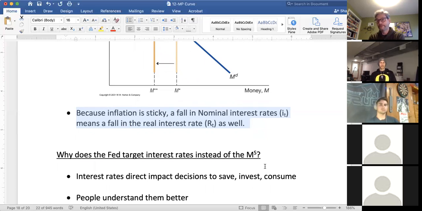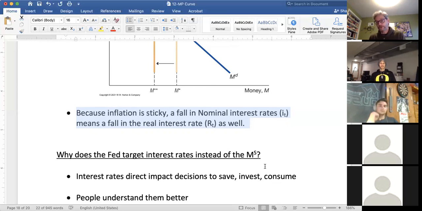And quite honestly, most people understand interest rates better than they understand the money supply, right? The money supply is kind of an abstract idea for most of us, but an interest rate is a much more concrete idea. And so that's part of the reason why the Fed focuses on interest rates: they are much better understood, and they're a much more concrete target for policymakers to focus on.